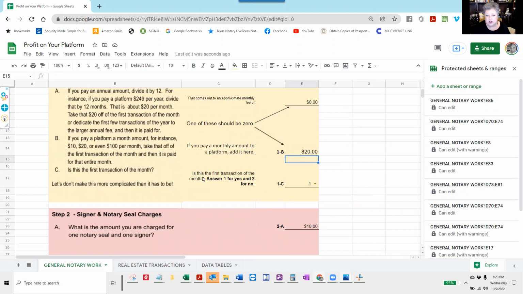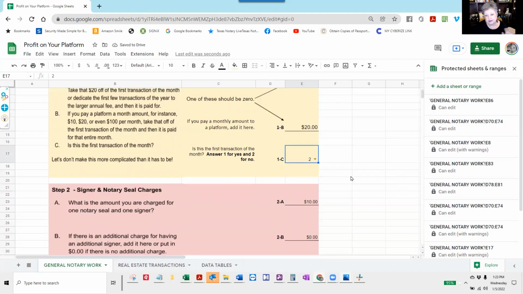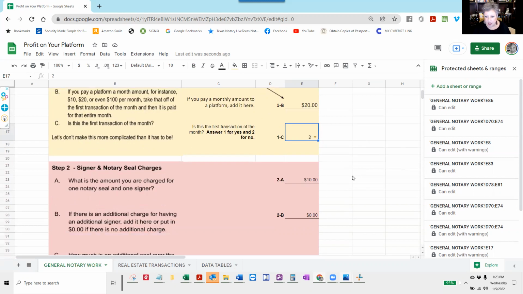So is this the first transaction of the month? The way I do it is I always just attribute that monthly charge to the first transaction of the month. So I'm going to say no. And that's just a warning because I don't like to mess up my formulas.